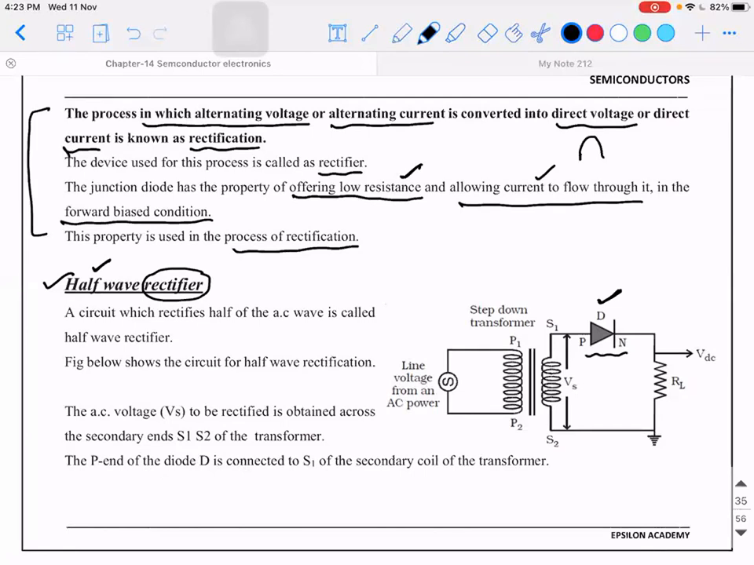So the rectification property is achieved by the PN junction diode under what condition? Under the forward bias condition, right? So when you connect this PN junction diode across a transformer like this, I'll tell you why a transformer is actually used.